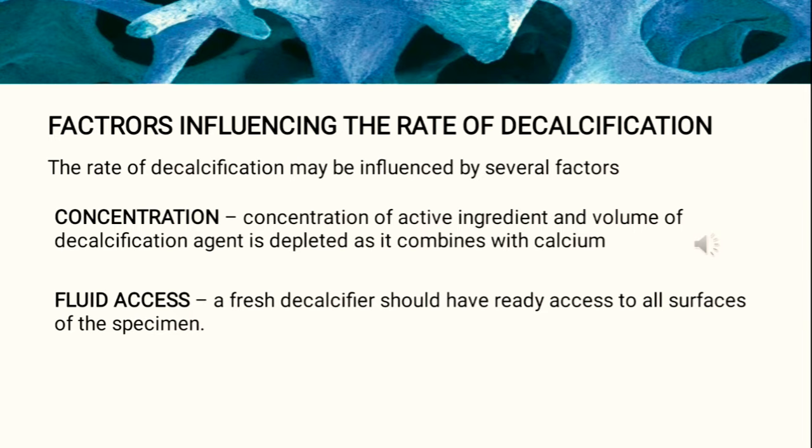And we are done with the discussion of our decalcifying agents. Now let us proceed to the various factors influencing the rate of decalcification. The rate of decalcification can be influenced by several factors, such as concentration and volume of our decalcifying agent. The recommended ratio of fluid to tissue volume for decalcification is 20:1. High concentrations and greater amount of fluid will increase the speed of the process.